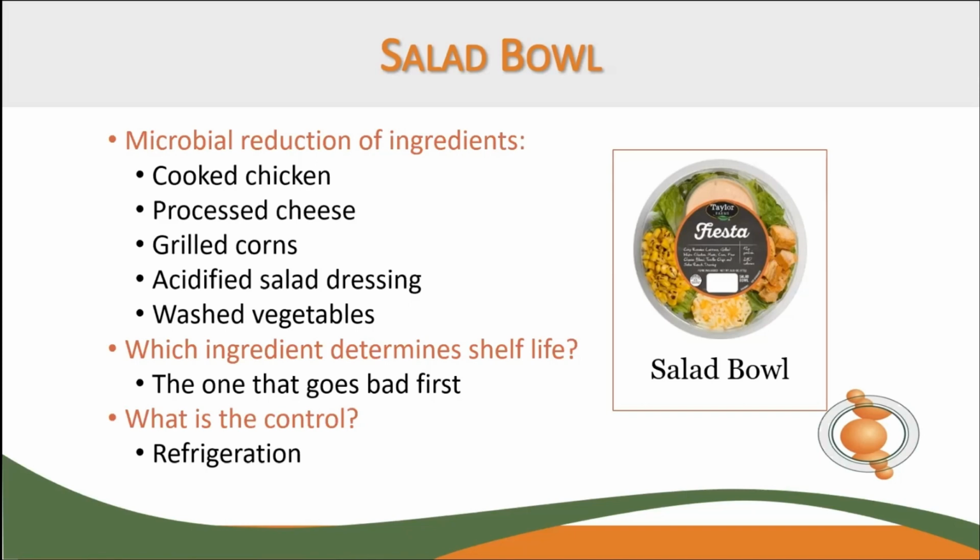But which of these components can go bad? In my experience, it is usually the vegetables, because washing can reduce the microbial load but not eliminate it. And so, what is the control? How can we extend the shelf life of a salad bowl? Normally what we see is refrigeration. You can keep it in the refrigerator for 5-7 days.